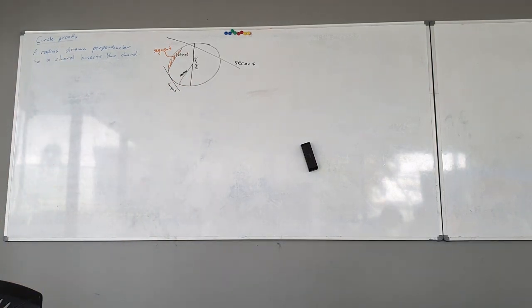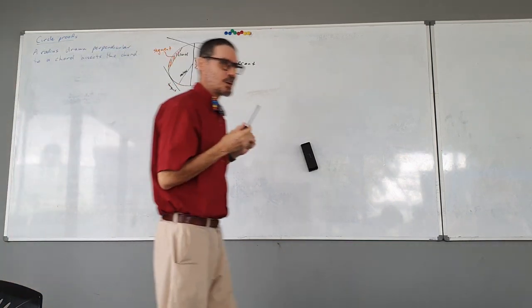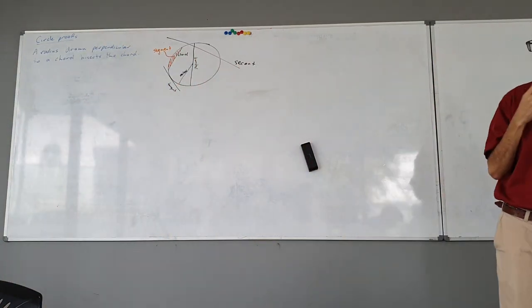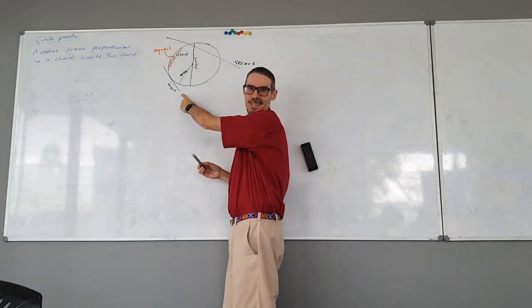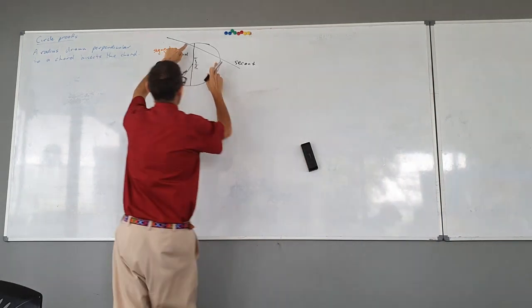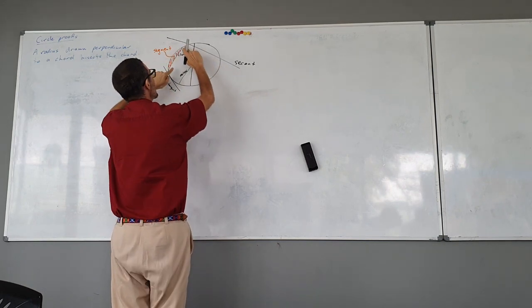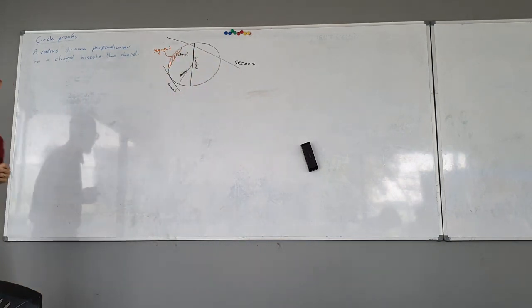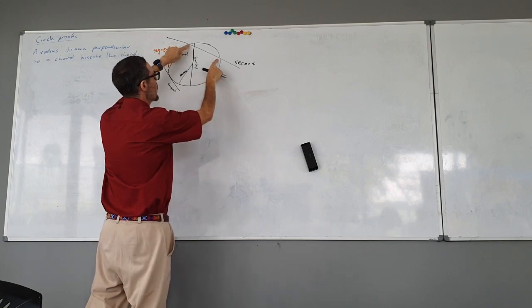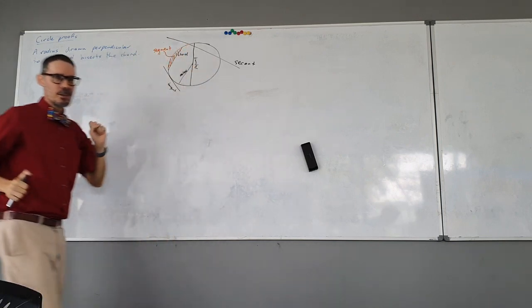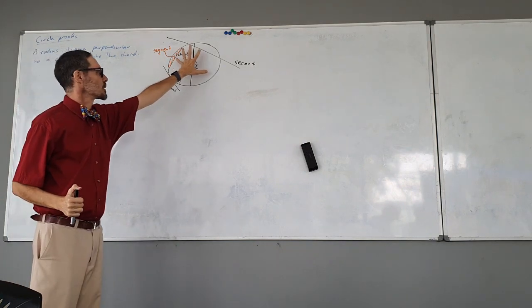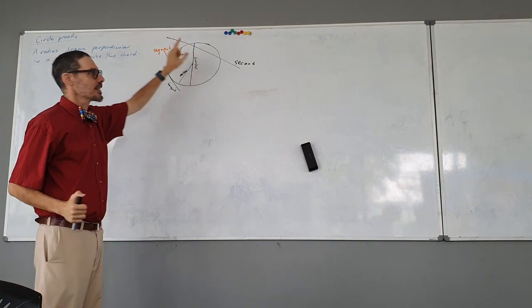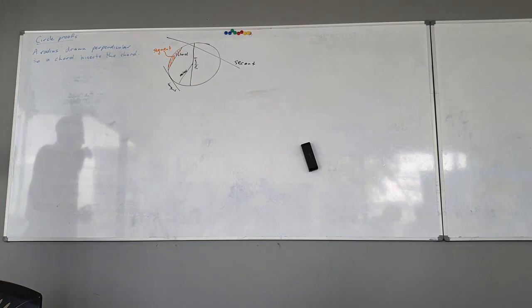Some words you will need to know. A secant is a line that goes through a circle. If the secant just touches the circle, it's a tangent. If we're only talking about the bit inside the circle, then we're talking about a chord. This is also a chord. The piece of the circle the chord cuts off is called a segment. This is also a segment. The other side of that chord is also a segment.